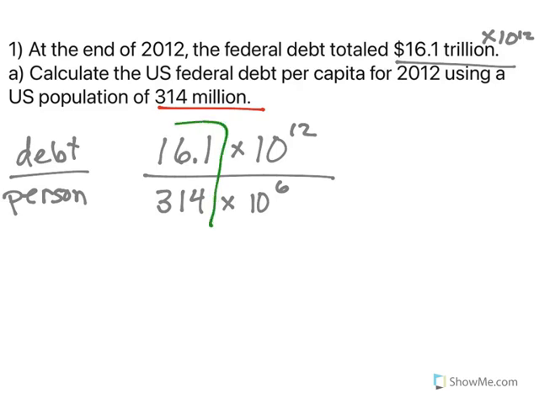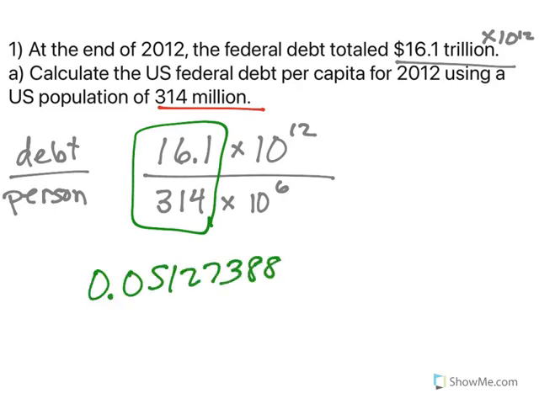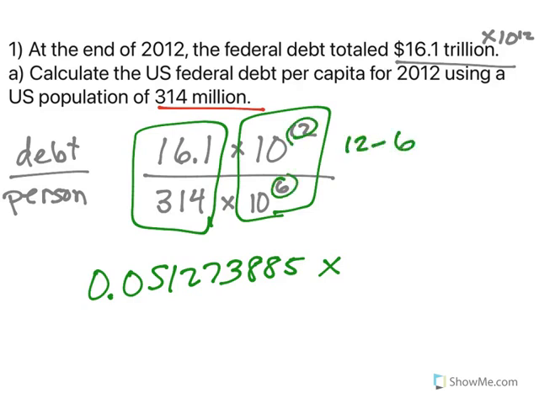So I can divide 16.1 divided by 314. And that gives me 0.051273885. I just wrote down everything in my calculator. And then when I'm dividing with the same base, I subtract the exponents. So 12 minus 6. So that gives me times 10 to the 6th. Now, nobody talks about money or debt in terms of this, not even scientific notation. So we're going to want to change this to standard form.